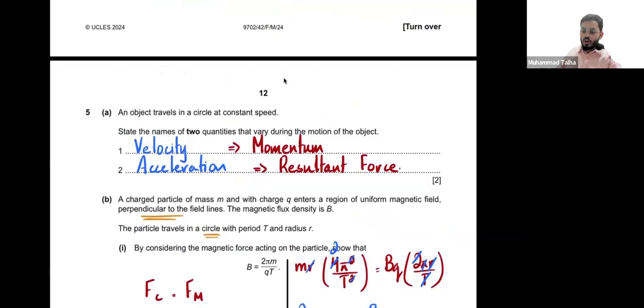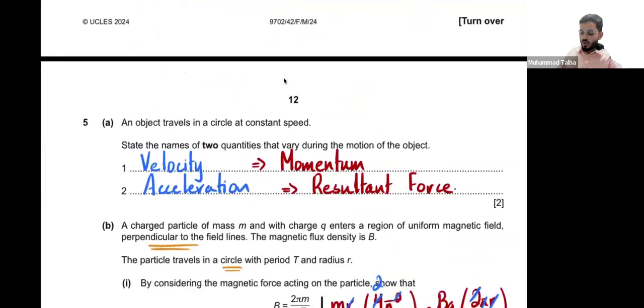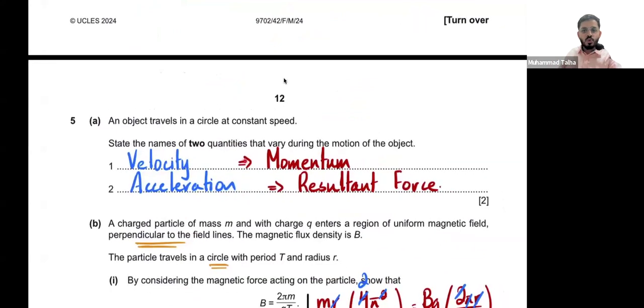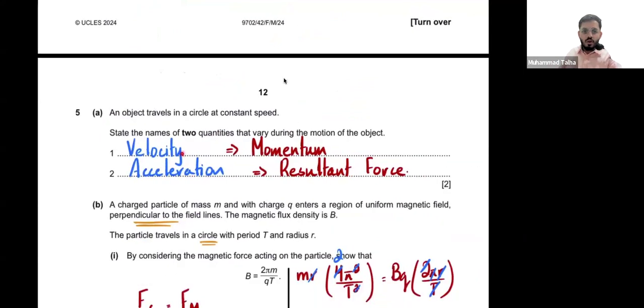Question number 5. An object travels in a circle at a constant speed. State the names of two quantities that vary during the motion of the object. So velocity obviously varies, and related to velocity, you can also write momentum. Acceleration also varies because of the change in direction. The magnitude is the same, but because the direction is always changing, that also changes. Or derived from that, you can also write the resultant force.